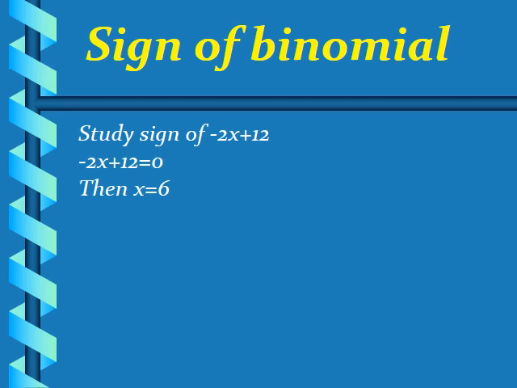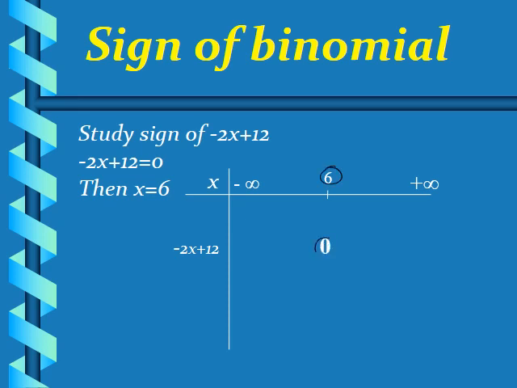Sign of binomial. Study the sign of minus 2x plus 12. Minus 2x plus 12 is equal to 0, then x equals 6. From minus infinity to plus infinity, minus 2x plus 12 equals 0, so x equals 6.